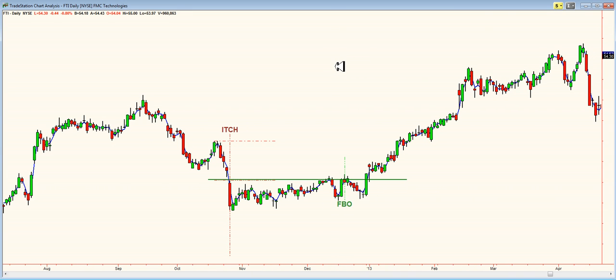FTI, again, all of these are going to be different. Sometimes they fire immediately, sometimes they take their own sweet time. Here was FTI, end of 2012 into 2013. Had our breakdown signal, never did anything but go sideways, and then we had a false breakout signal. Held that support level and then reversed and continued up after breaking through what was resistance and now becomes support. That is FTI.